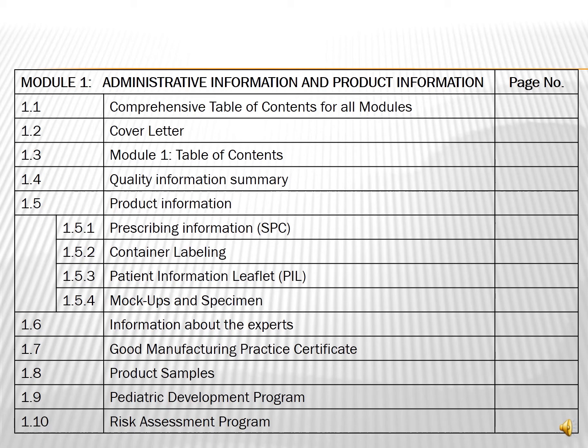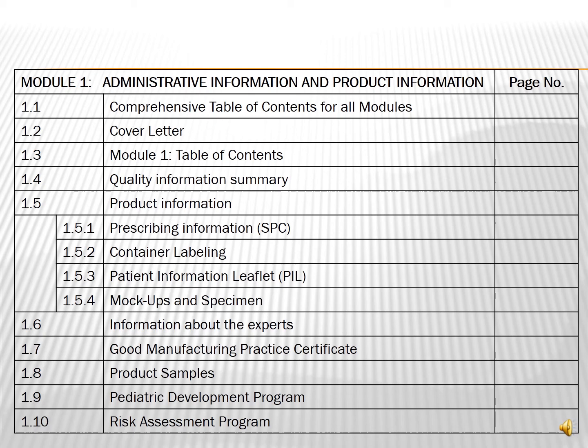1.5, the product information. As you can see, the product information has subsections, which are numbered in the same manner. 1.5.1, prescribing information, or the summary of product characteristics. 1.5.2, the container labeling. 1.5.3, the patient information leaflet. 1.5.4, mock-ups and specimen.